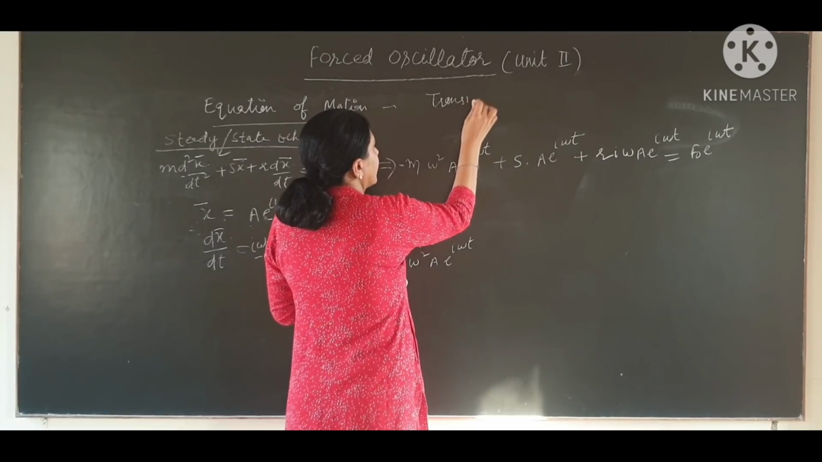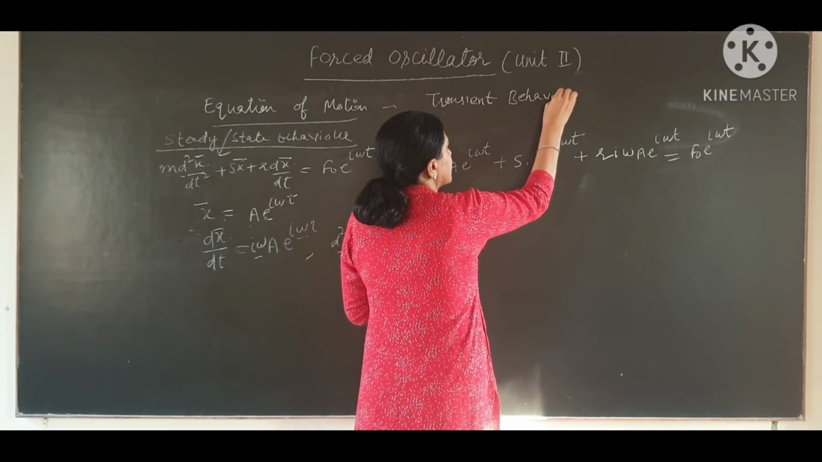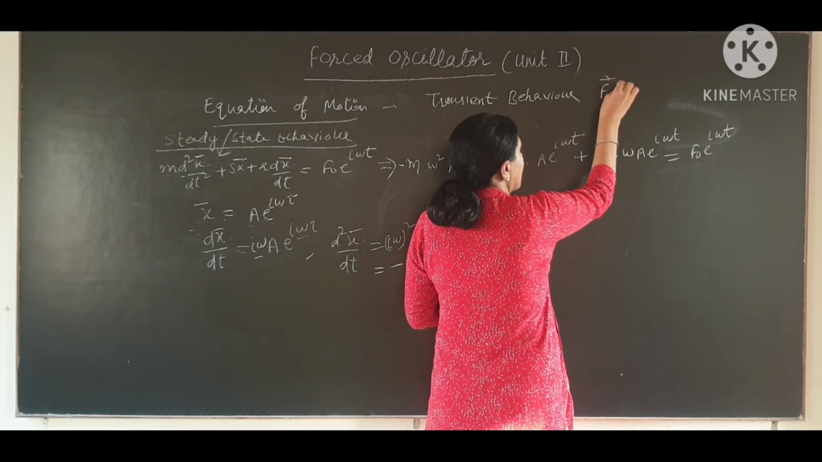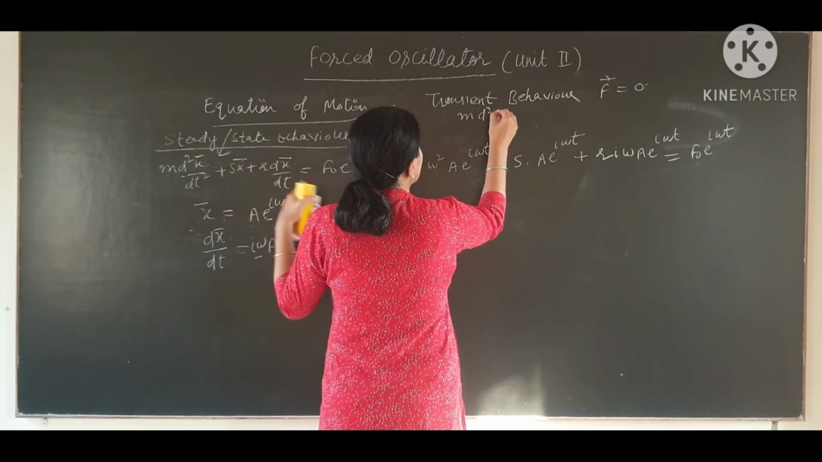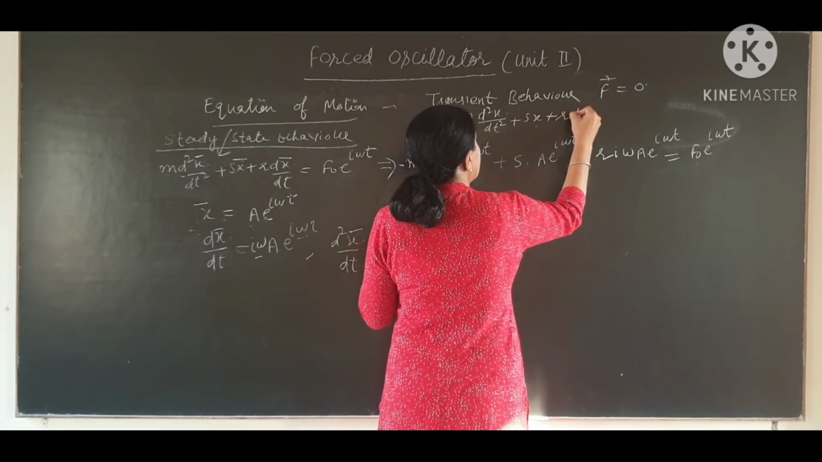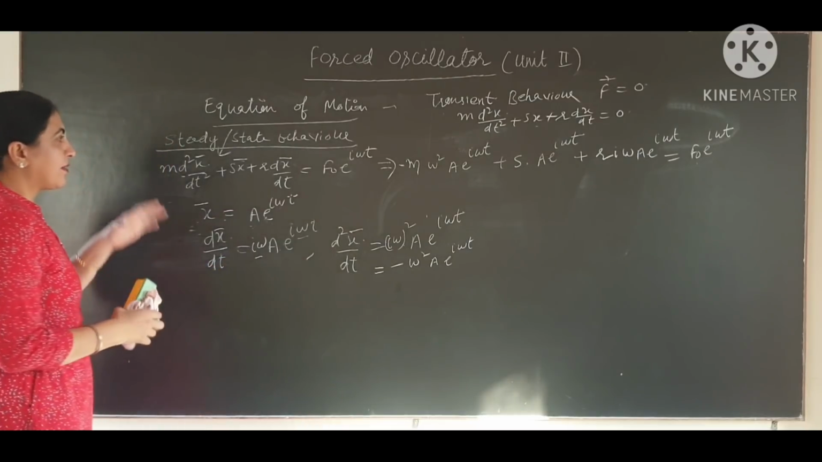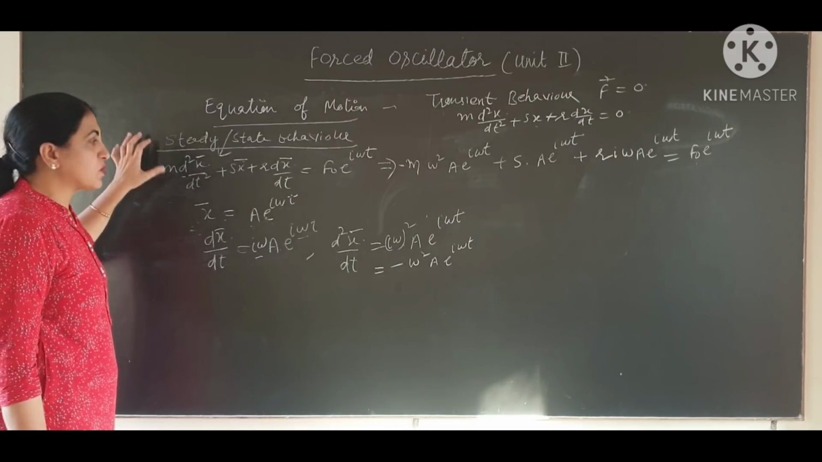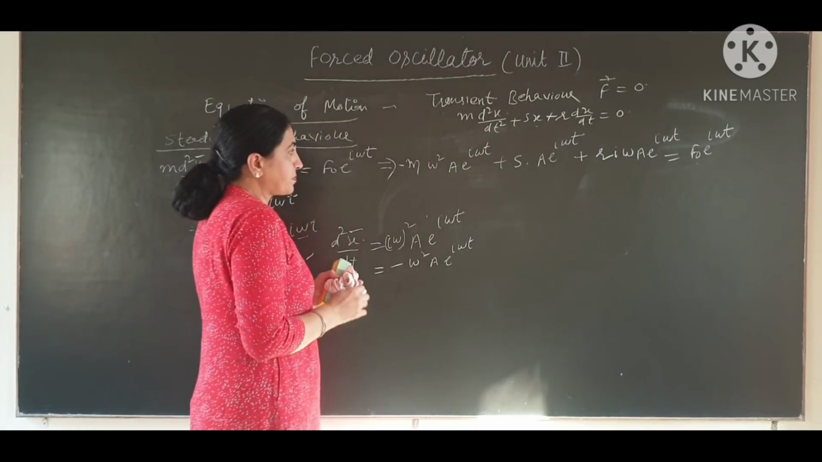I have also told you at the start that in transient behavior the oscillator is not under the effect of a force. So for transient behavior, f is equal to 0, and the equation is like this. I will explain at the end about this equation, r dx by dt equal to 0. This is for transient behavior. But when there is a force, when the oscillator is under the effect of force, then that behavior is steady state behavior. So we are doing steady state behavior now. The other one we will do at the end.